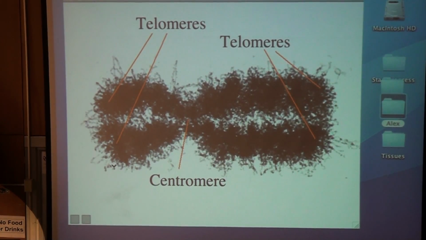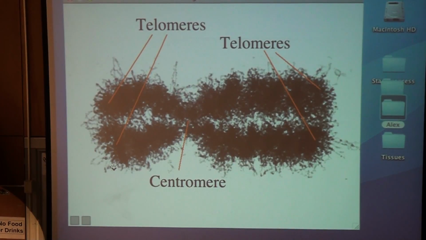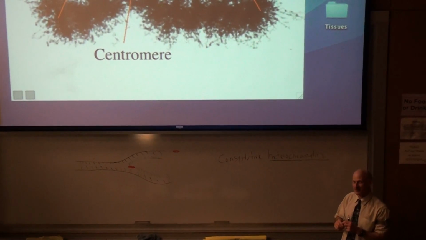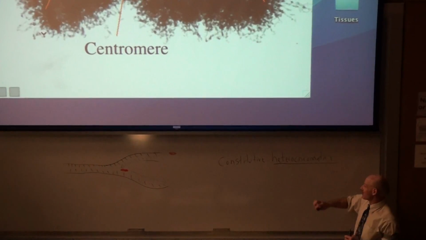Alrighty, and in addition to calling this stuff tandem repeat DNA and satellite DNA, it's also sometimes called constitutive heterochromatin. Now, constitutive means always. Like someone who's always late, you can say, oh, that guy's constitutively late. Who remembers what heterochromatin is? That's a word we talked about a day or two ago. Yeah, well, that's what this is.